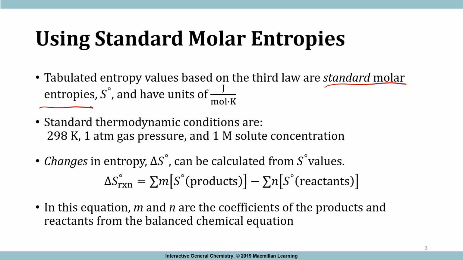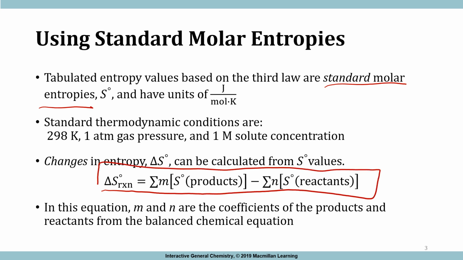And we can calculate changes in entropy using this equation, which I know looks a little complicated, but I promise it's really simple. We can calculate the entropy of the overall reaction by taking the sum of our products. So we calculate the entropy of each product, add them together, and then subtract it from the sum of our reactants, where the m and the n out front just mean the stoichiometry. M and n specifically are the coefficients of the products and reactants from the balanced chemical equation. Even though this looks a little complicated, I'm going to show you how simple it really is.